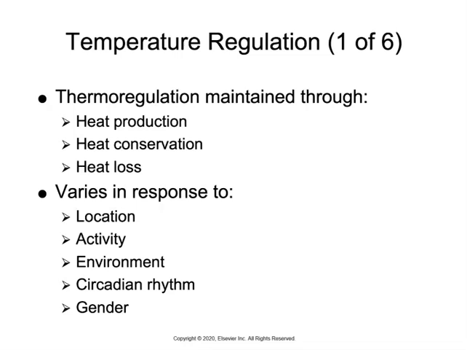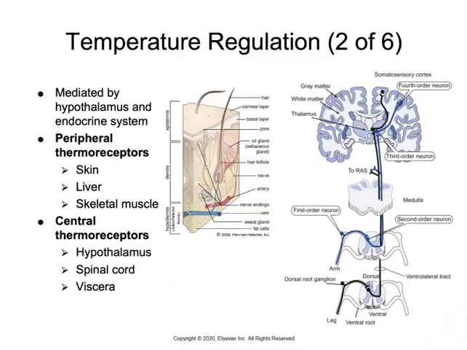And we tend to see that women are going to have a wider fluctuation in their temperature than men. It is also going to vary in response to location, activity, environment, and our circadian rhythm. Now, our temperature regulation is mediated by our hypothalamus with some help of our endocrine system. And we have our peripheral thermoreceptors. You can see some of those thermoreceptors in this illustration here, where it's located within our skin. We also have those thermoreceptors in our liver and our skeletal muscle.